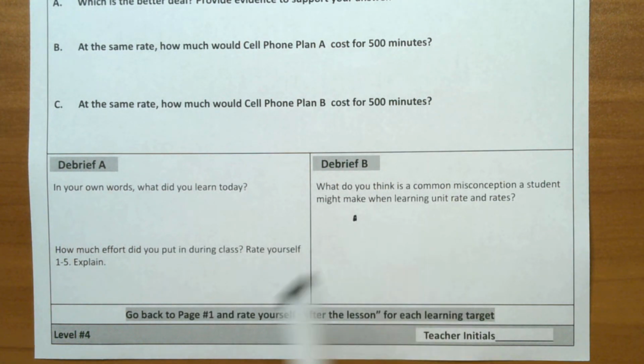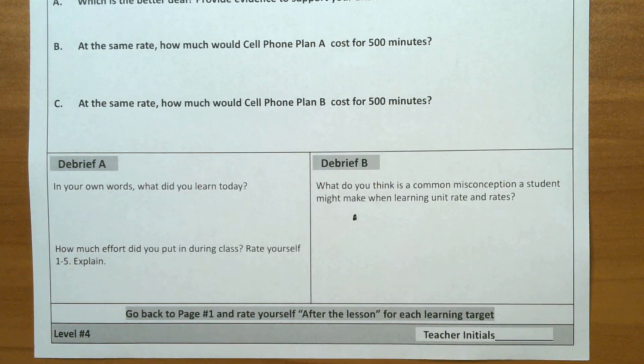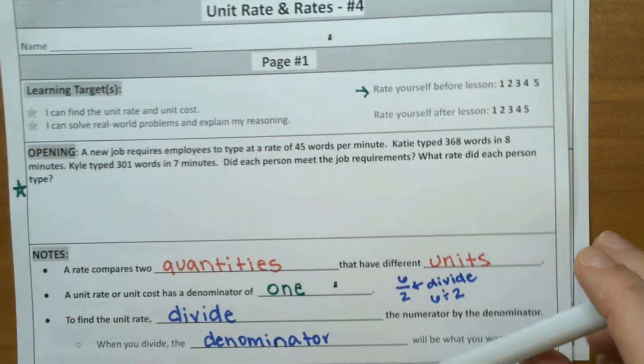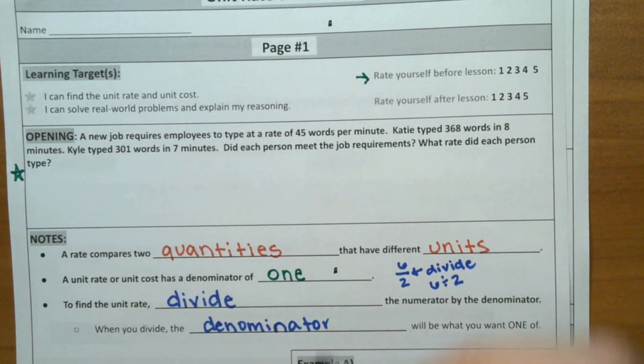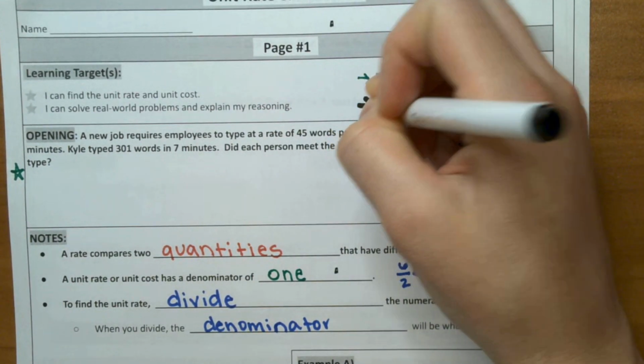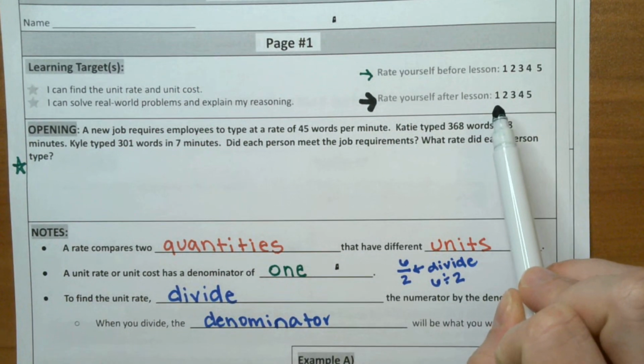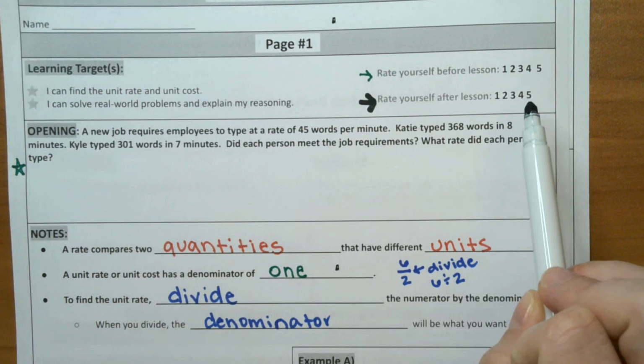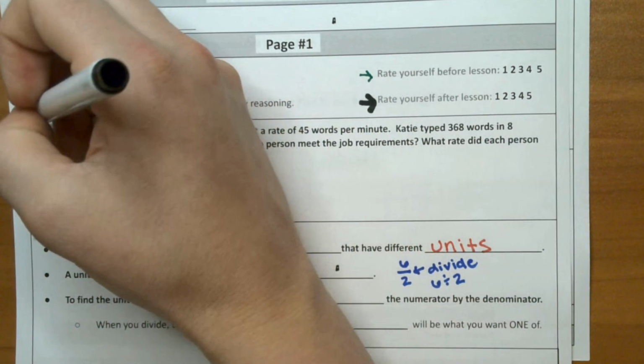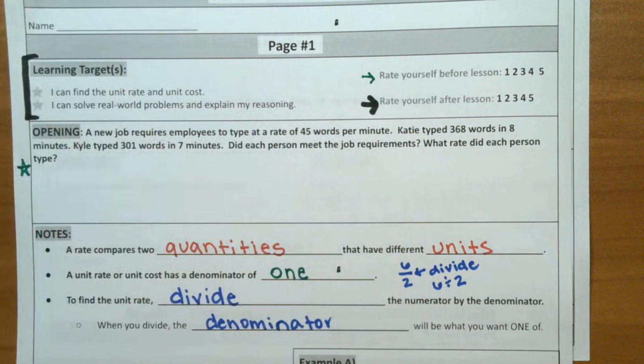Once you finish these 3 questions, we're going to go back to page number 1 and we're going to rate ourselves on our learning targets now that we've gotten some more practice in. How are you feeling? 1 through 5. 1 is the least confident, 5 is the most confident, and remember, you're rating yourself on how confident you feel about these learning targets.